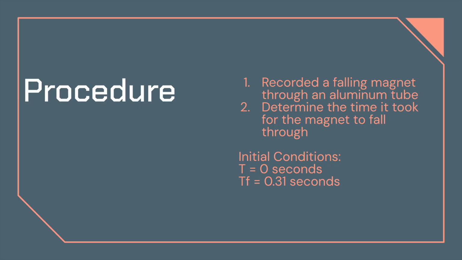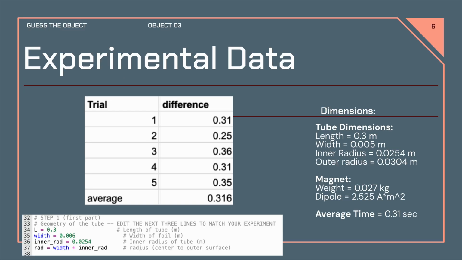So starting off with the procedure for our experiment, we had to record the bar magnet falling through an aluminum tube with the north side up. We then needed to find the time it took for the magnet to fall through. I repeated this 5 times and found the average time to be about 0.31 seconds. Here is my experimental data.